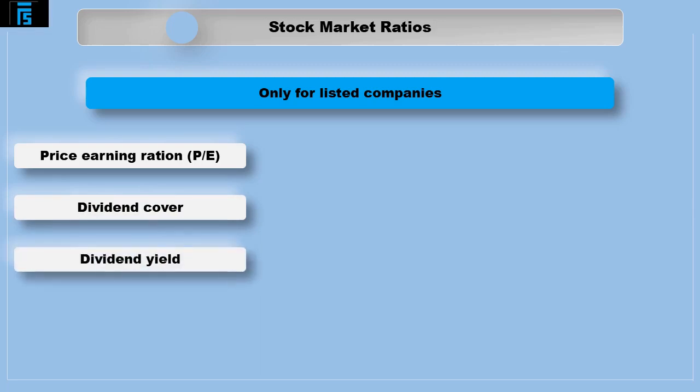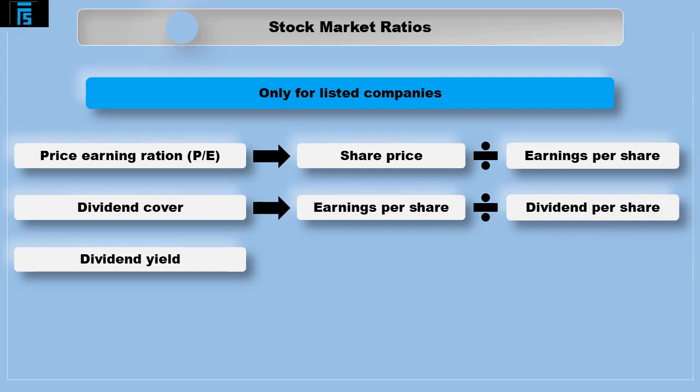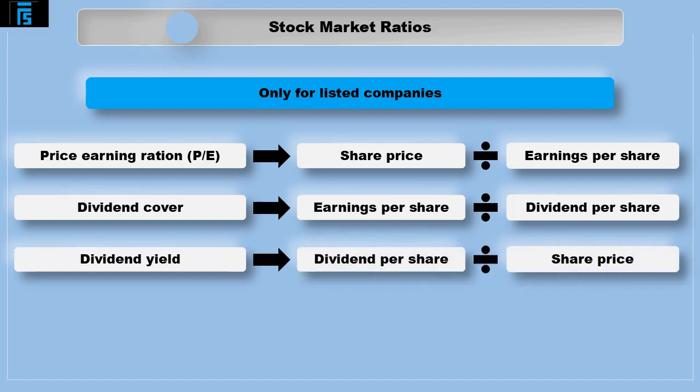The first of these, generally referred to as the P/E ratio, shows the relation between a company's share price and its earnings per share. Dividend cover is the ratio of an entity's earnings per share and its dividend per share and shows the portion of earnings that are paid out in the form of dividends. And finally, dividend yield represents the relationship between dividend per share and the share price.